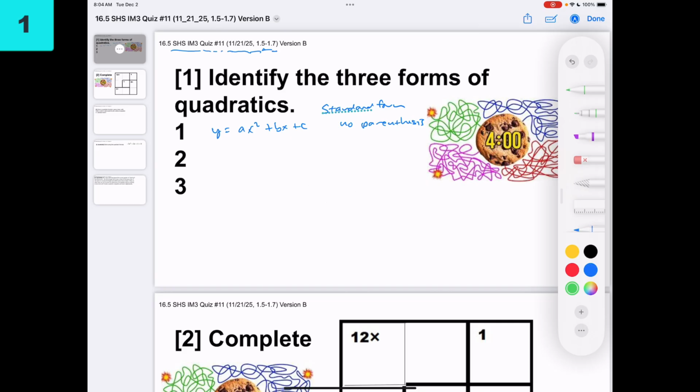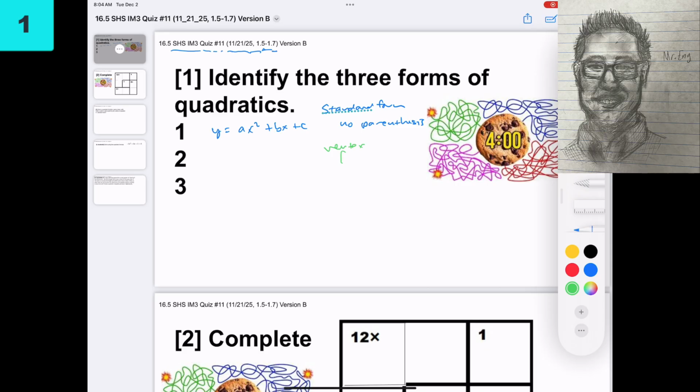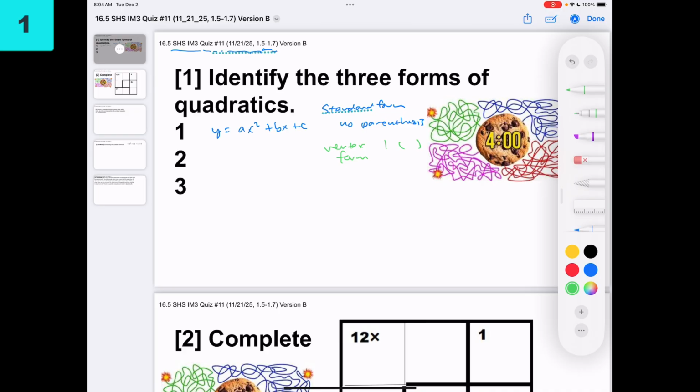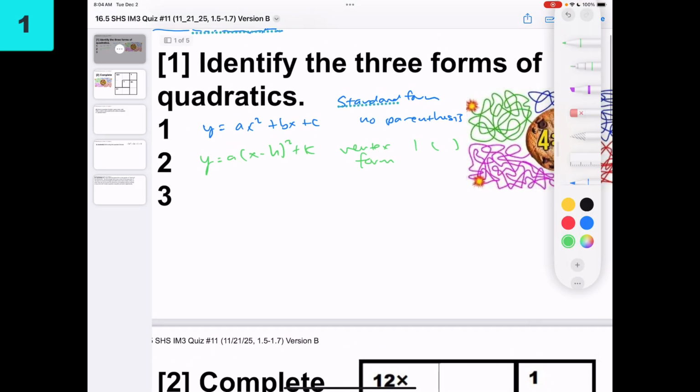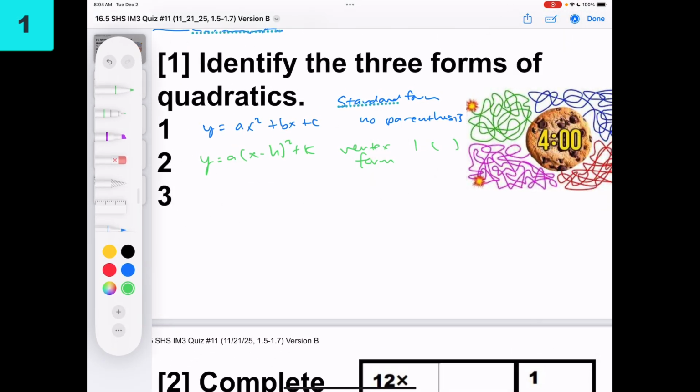Okay, so the next one you have is vertex form, and this has one parentheses. The a value is still there, and the h and the k are the vertex. And then the last one is factored form. You still have an a. So this is called factored form. You use factoring or Xbox to get there, and you have two sets of parentheses.